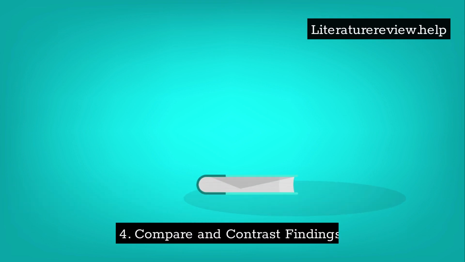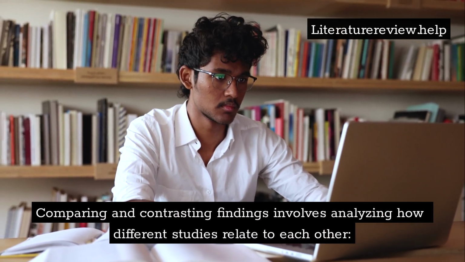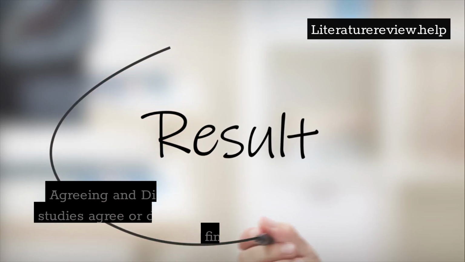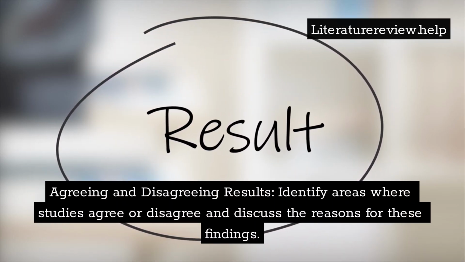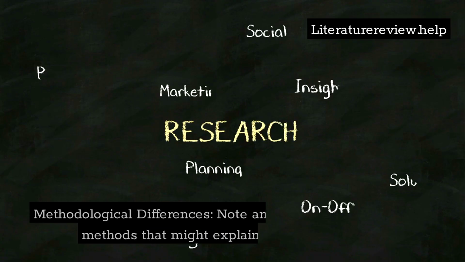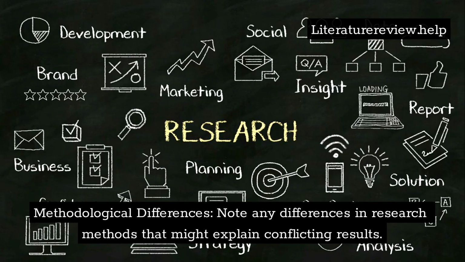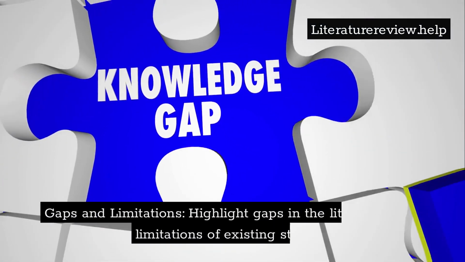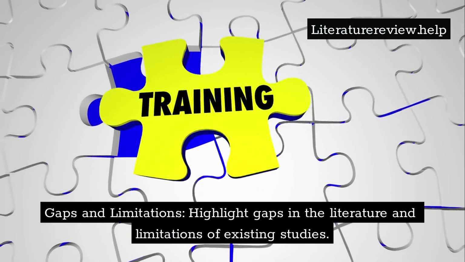4. Compare and contrast findings. Comparing and contrasting findings involves analyzing how different studies relate to each other, identifying areas where studies agree or disagree and discussing the reasons for these findings. Methodological differences. Note any differences in research methods that might explain conflicting results. Gaps and limitations. Highlight gaps in the literature and limitations of existing studies.